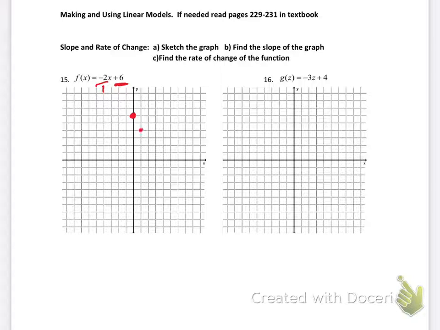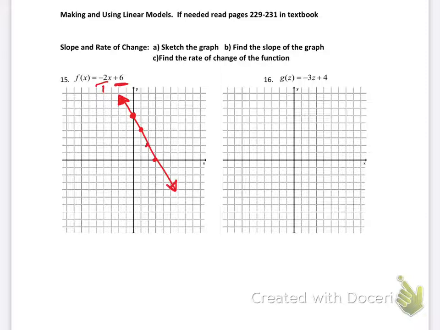So down 2, right 1. Down 2, right 1. You could also go the other direction, up 2 and then left 1. We'll get the same line. You want at least 3 points. If you do a couple more, that's fine as well.